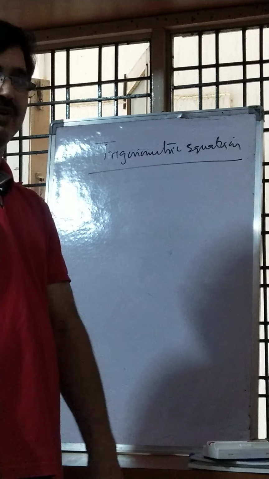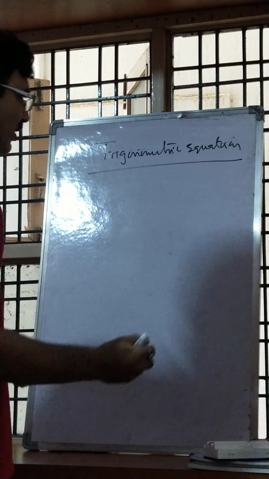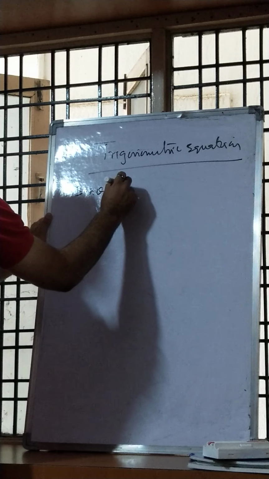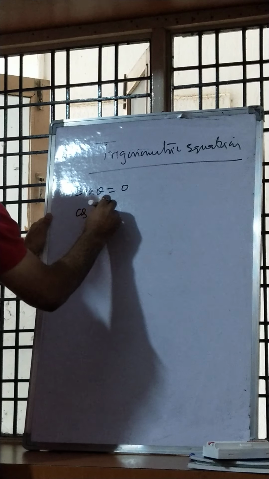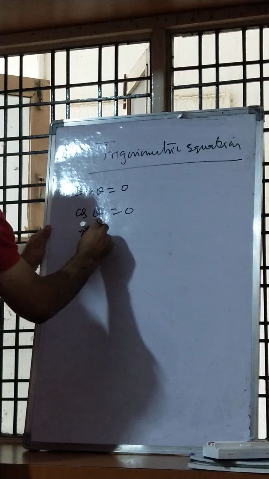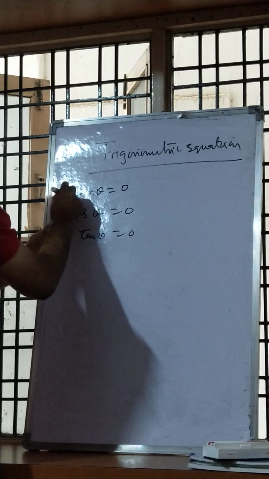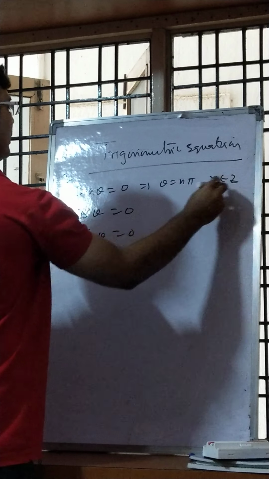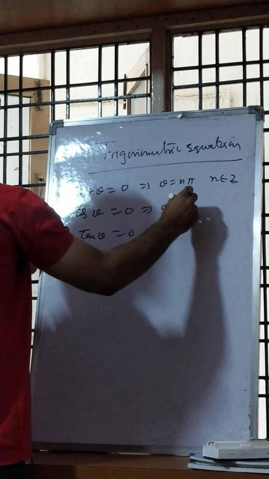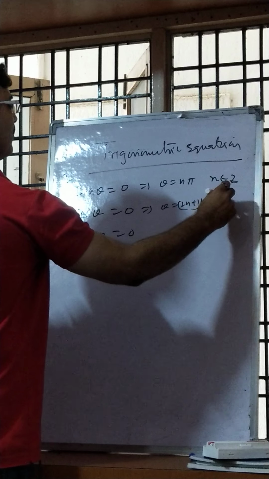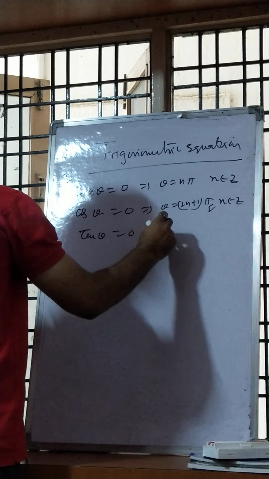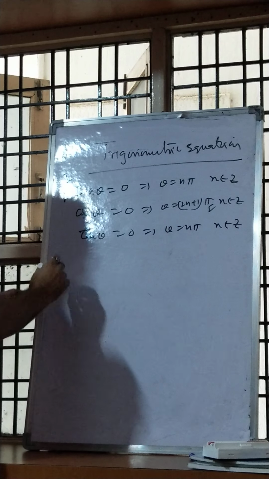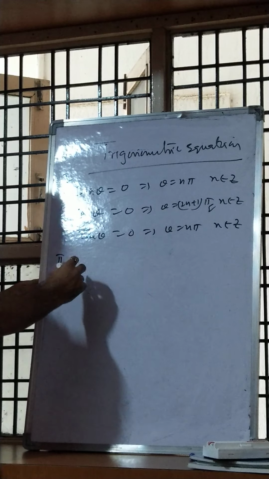Now I'll start with formulae. We have 2 types of formulae here. For example, if sin theta is equal to 0, cos theta is equal to 0 and tan theta is equal to 0, this is the first step. Then the general solutions: for sin theta equal to 0, theta is n pi, n belongs to Z. For cos theta equal to 0, the general solution is (2n plus 1) pi by 2, n belongs to Z. For tan theta equal to 0, theta is equal to n pi, n belongs to Z. This is one. The next one is the second.